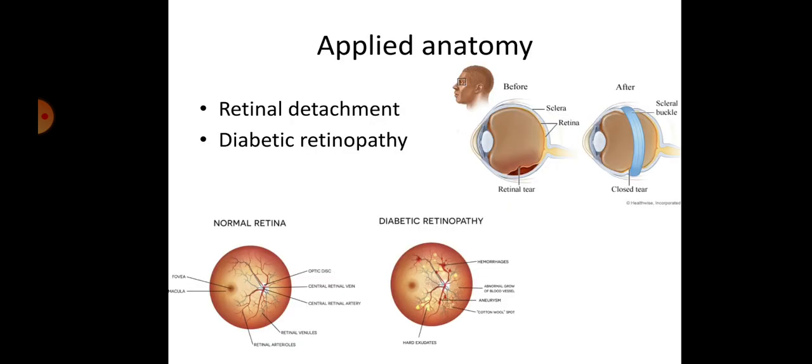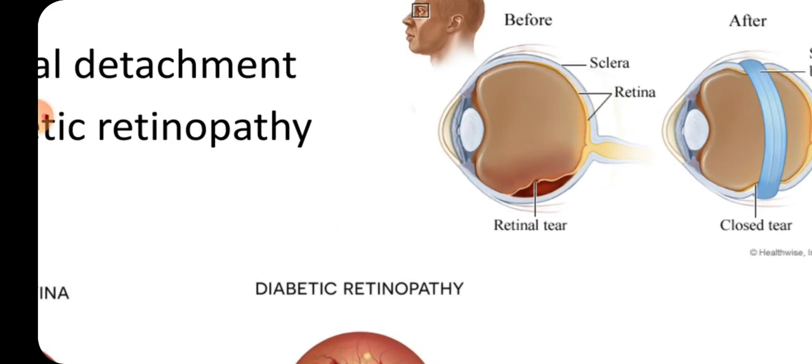Last point, the applied anatomy. The applied anatomy is retinal detachment and diabetic retinopathy. First we are going to retinal detachment. In this picture you can see the detachment of the retina from the second layer, or choroid. So that is called retinal detachment.